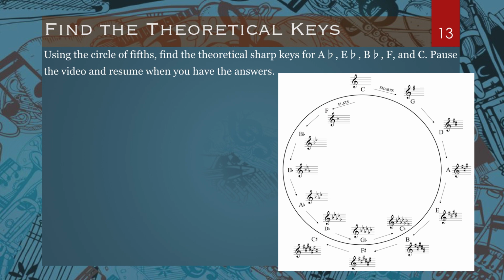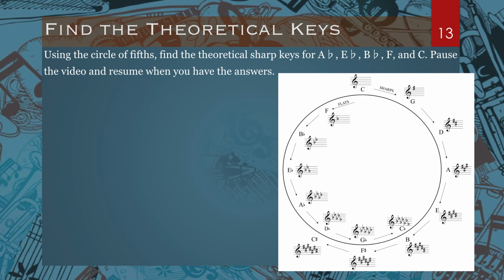If you said you'd have to add in all the flats and then make the first flat a double flat, so B double flat, you would be correct. So it would look like the key of C flat, but the first flat would be a double flat. And that's actually how you figure out all of your theoretical key signatures. And this is going to be useful later on.